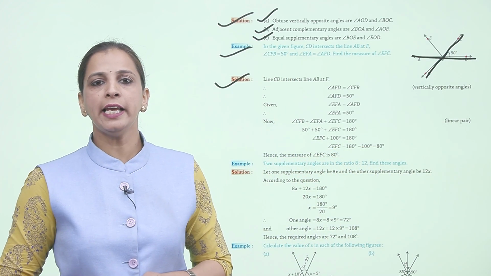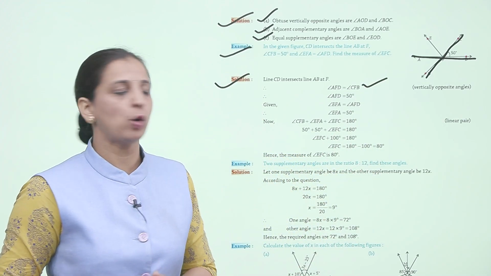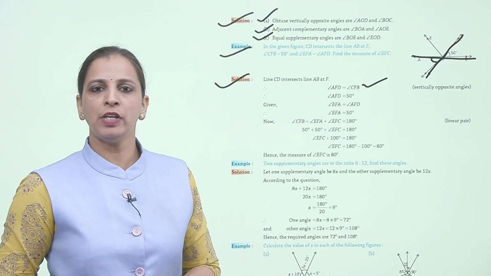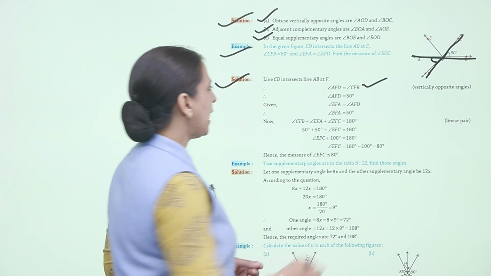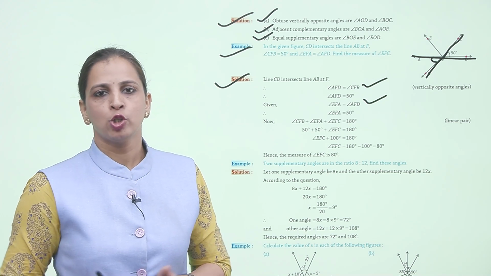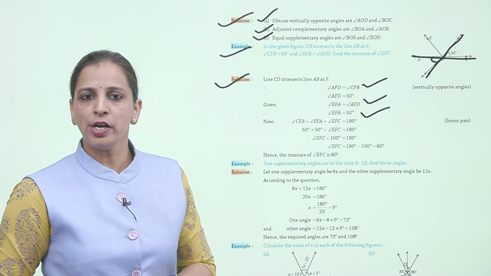So angle AFD is equal to angle CFB, that is vertically opposite angles. ये एंगल इस एंगल के इक्वल है. So angle AFD is equal to 50 degrees. Given क्या है? Angle EFA is equal to angle AFD. So angle EFA is also equal to 50 degrees.